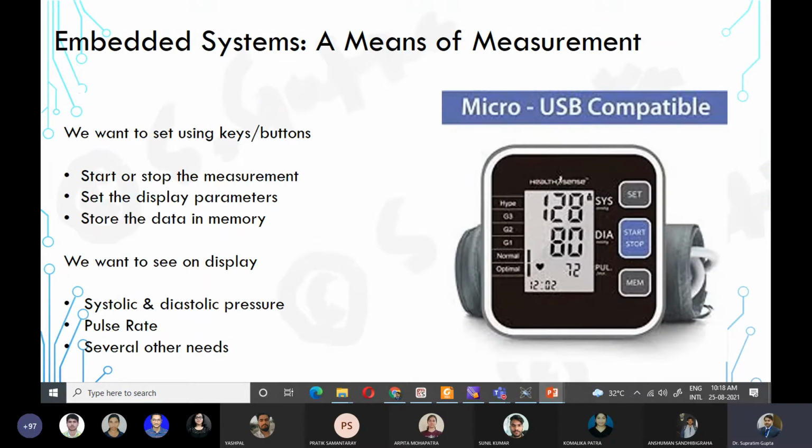We can also see this in biomedical applications, where we can measure pressure, and that pressure value should be displayed. We can also start and stop these operations. Okay.